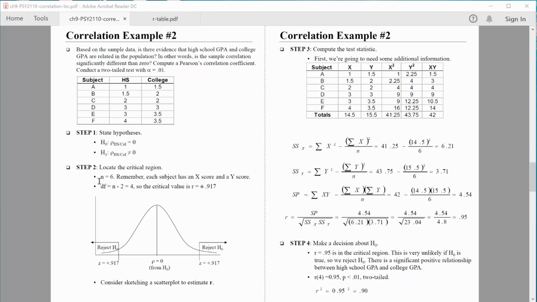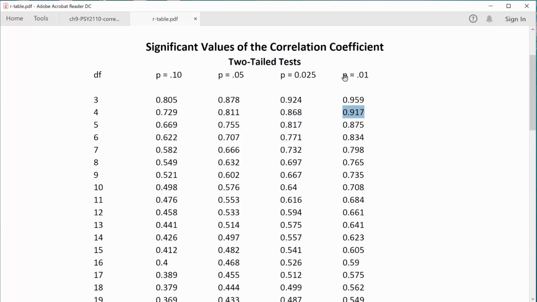We know those cutoff points are based on the sample size. We have 6 pairs of data. And specifically, degrees of freedom in this situation is computed by taking n, which is 6, and subtracting 2. So we have 4 degrees of freedom. So let's go ahead and look in our r table. We know that we have an alpha level of 0.01, so we're going to use this column. We have 4 degrees of freedom, so we'll use this row. And when we come across this row, we see we converge right over here with this column. So that means our critical values will be positive and negative 0.917.